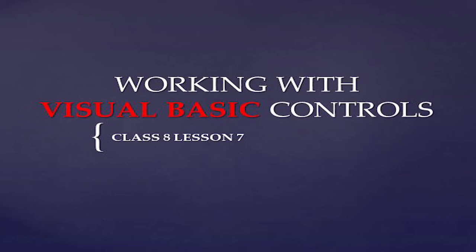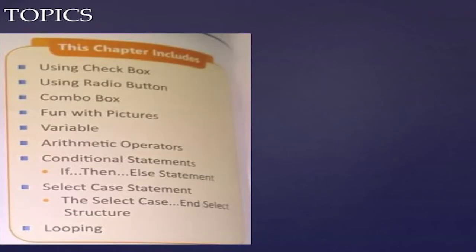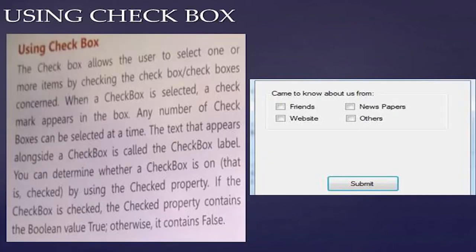Today we are going to learn a new lesson called Working with Visual Basic Controls. Class 8, lesson number 7. Topics covered in this lesson are how to use checkbox, using radio button, combo box, fun with pictures, variables, arithmetic operators, conditional statement, if then else statement, select case statements, the select case and select structure, looping statements. First one is using checkbox.